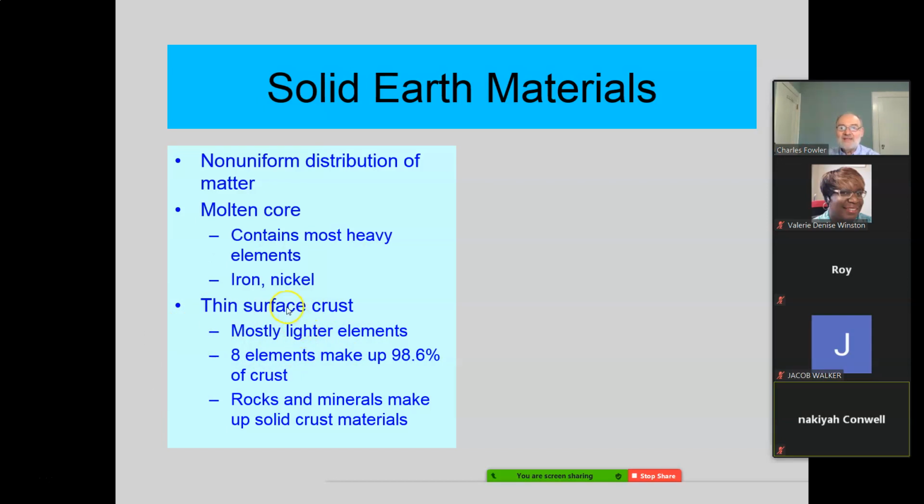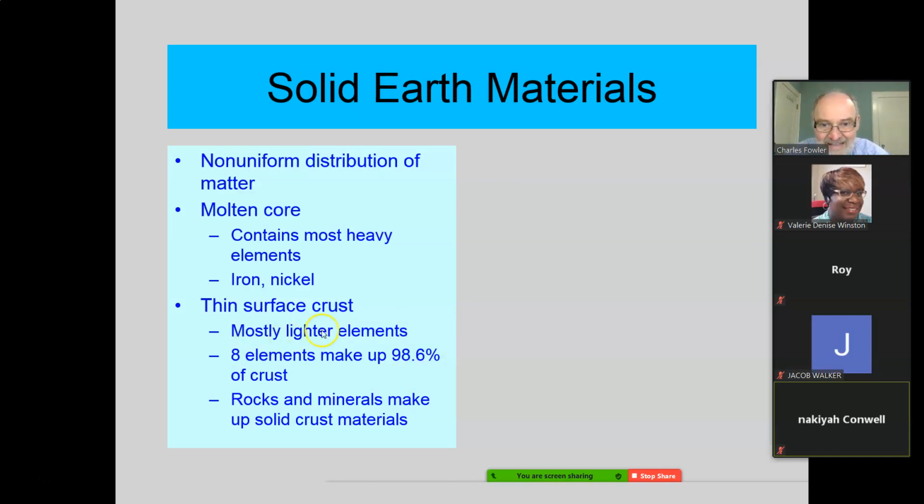And in this thin surface crust, there's only 8 elements, mostly lighter elements, that make up almost 99% of that crust. Okay? Now we're talking about the solid earth materials. You're going to be surprised at what some of these elements are. They're the lighter elements. Okay? Now, before we get to that though, rocks and minerals make up the solid crust materials. Rocks are combinations of minerals. Minerals we're going to get to in just a few minutes. Okay? Here are those 8.